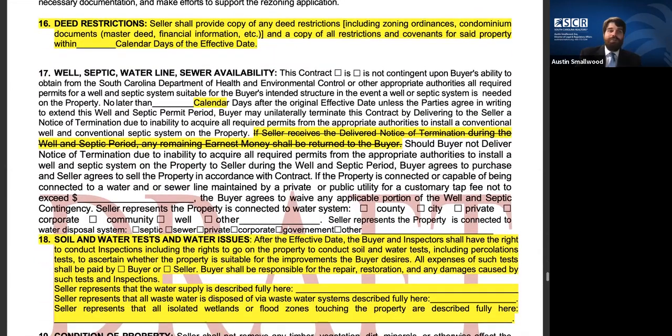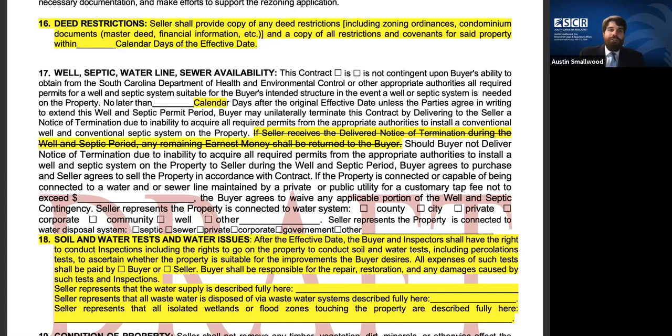16, this is language that was pulled from SCR Form 391. Essentially that the seller is going to provide copies of deed restrictions by a set date. Do note, as a licensee, that it is not your job to pull deed restrictions. In fact, it could be argued that the pulling of deed restrictions is the practice of law. So that should be done solely in consultation with their seller and their attorney. You should not be pulling those as their real estate licensee.